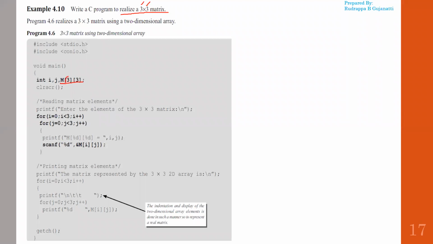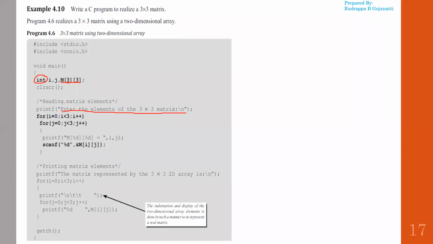We specify how many rows there are and how many columns there are within the square brackets, as represented over here. In this case, M is the name of the array, and this array has 3 rows and 3 columns, and it will be storing integer data types. Next, they are asking the user to enter the elements of the matrix.